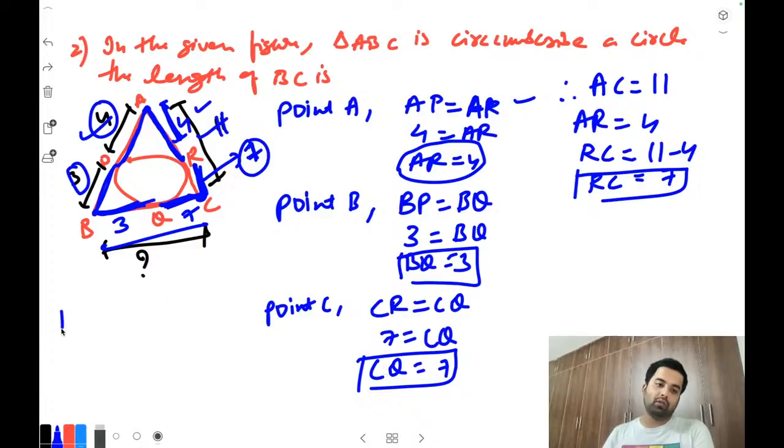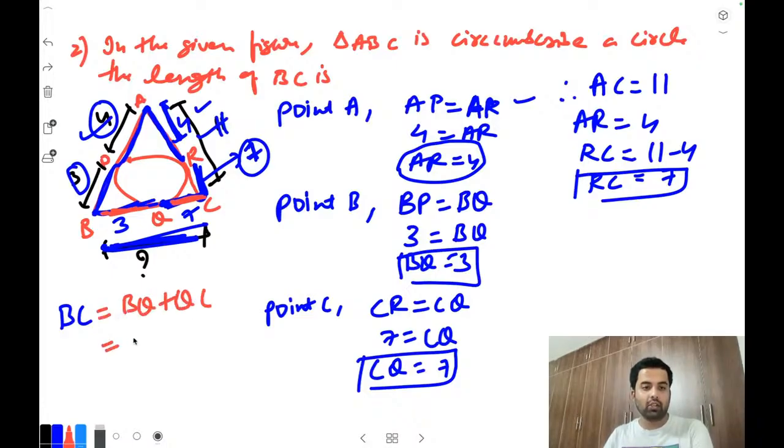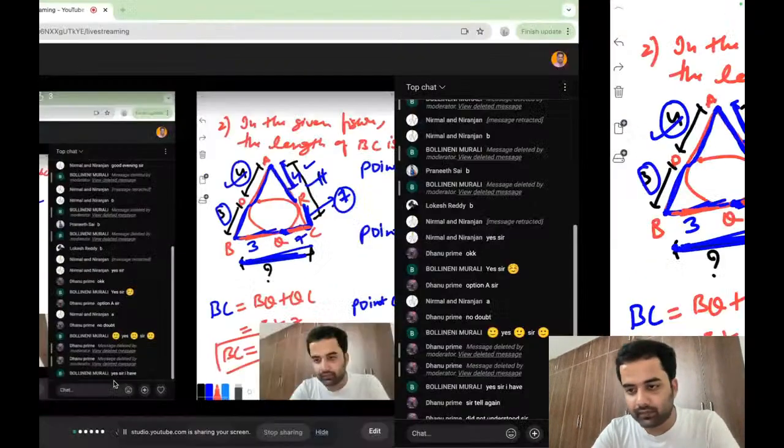Now, how to figure out BC, this complete straight line? You are going to add BQ plus QC. So how to get BC? BQ plus QC. The BQ value is 3, the QC value is 7. Add it, you'll get 10. So BC is 10. That's all. Is it okay?